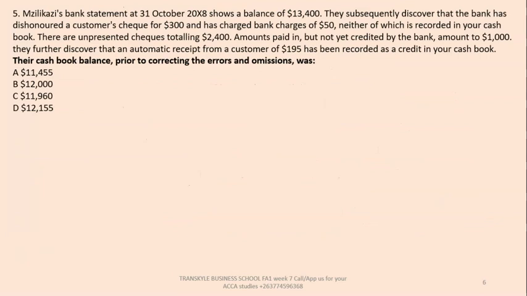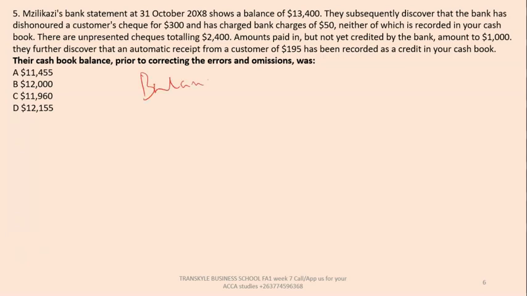Now, let's look at the next question: the bank statement at 31st October shows a balance of 13,400. They subsequently discover that... Well, you can just do it systematically and write it as you read, because in the exam you might not have the time to read and read and read. Sometimes the time will run out on you. So just read and write at the same time. The bank statement is showing a balance of 13,400. The examiner is silent on whether it is a credit balance or not, so you just have to assume that this is a credit balance.